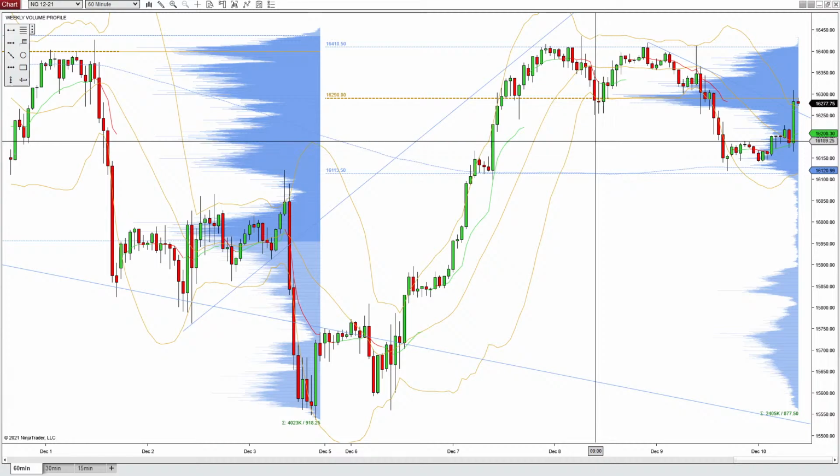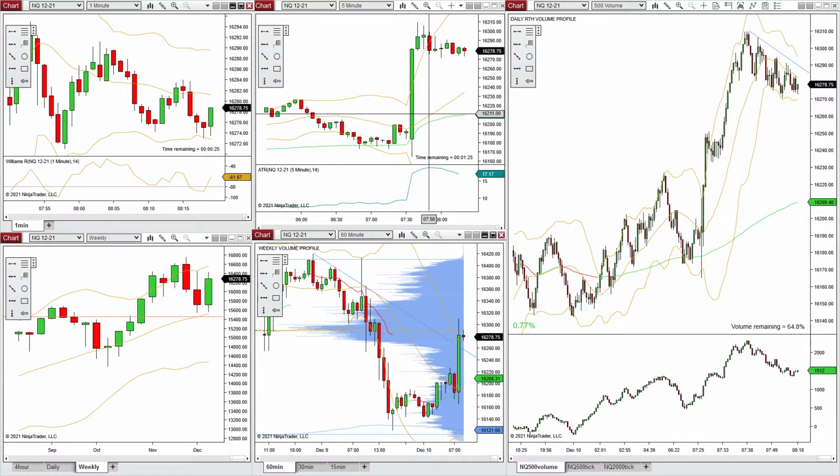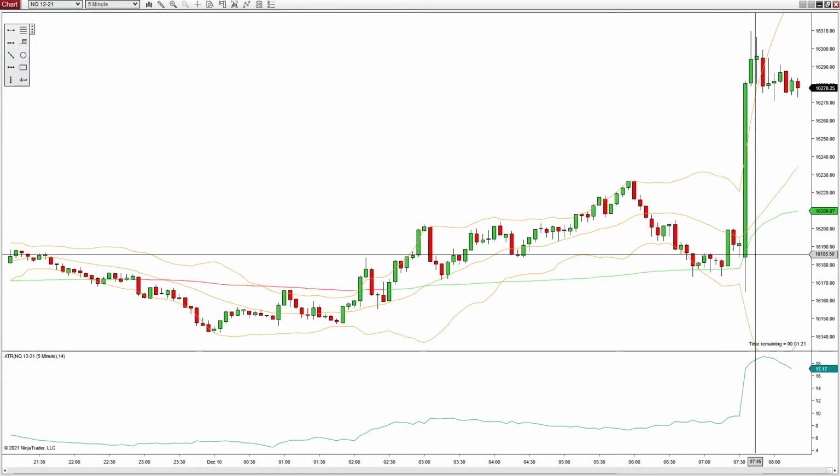Got about 12 minutes till the market opens here. That would be interesting. We can look on the 5-minute. You can see this explosion right there. I'm sure that was on news. Let's see if anything came out this morning. Should have looked at that first.